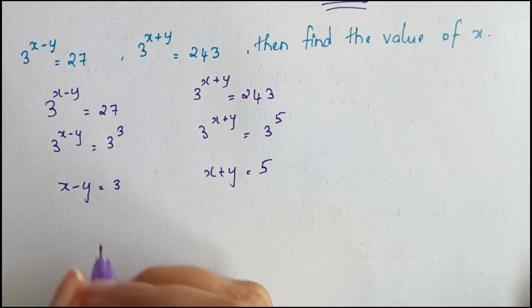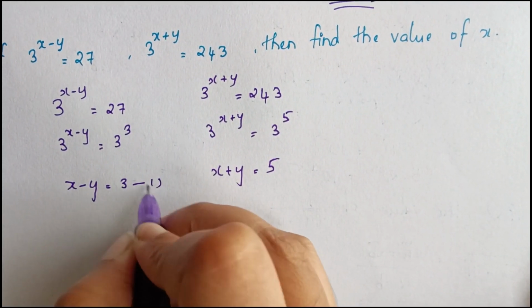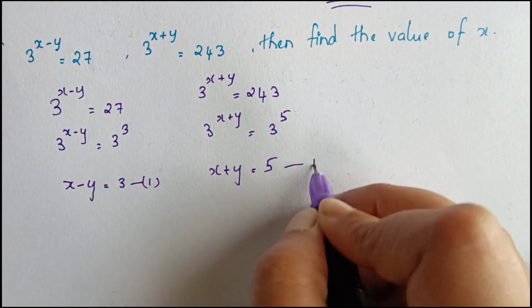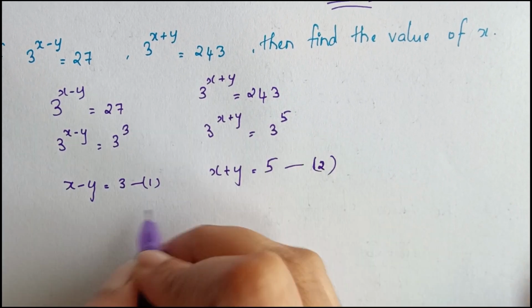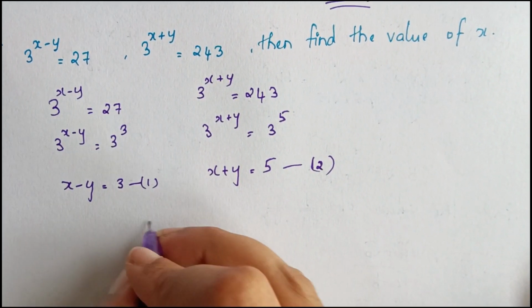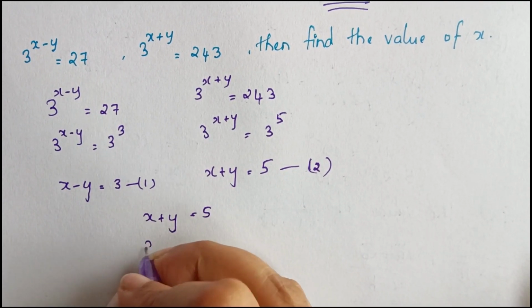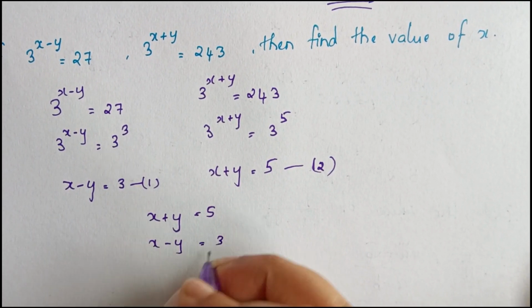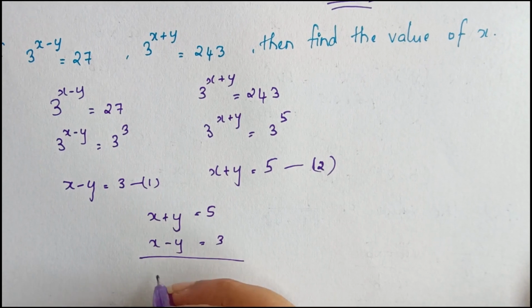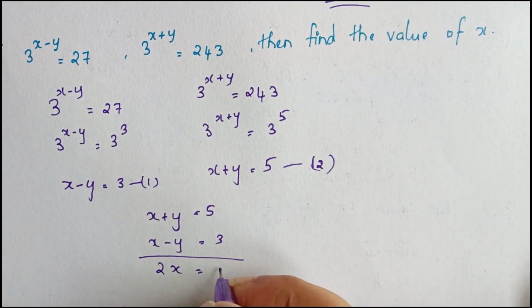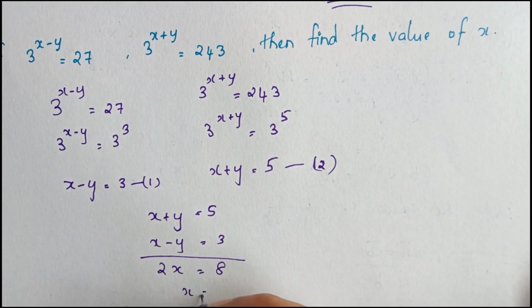So we have two equations, x minus y equal to 3 and x plus y equal to 5. X plus y equal to 5, x minus y equal to 3. We can add these equations. We get 2x equal to 8 and x is equal to 4. So the value of x is 4.